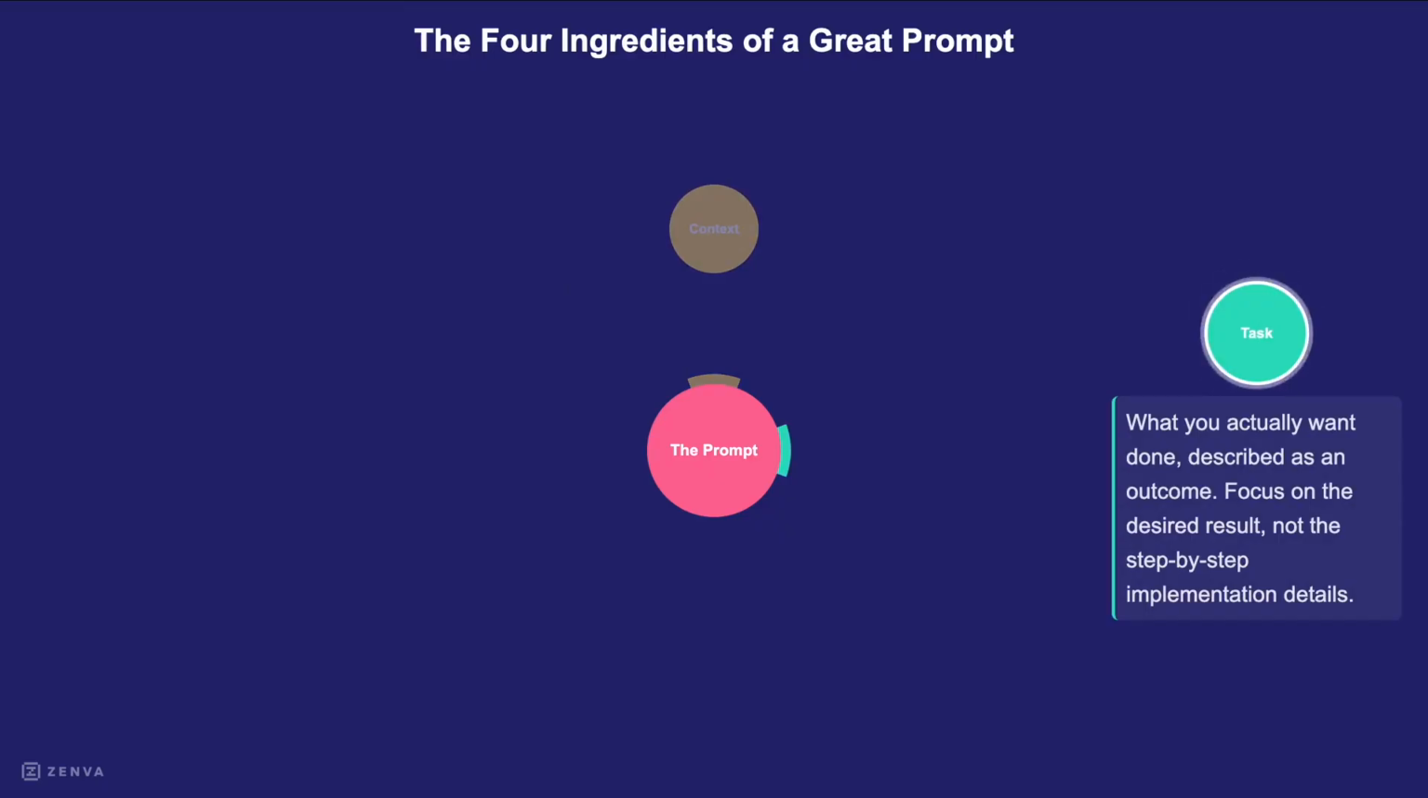Once Claude understands the context, you define the task. This is what you actually want Claude to achieve, always described as a clear outcome. Remember, focus on the desired result you're aiming for, not the step-by-step instructions on how to get there.